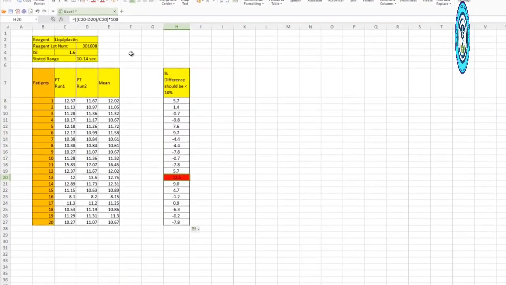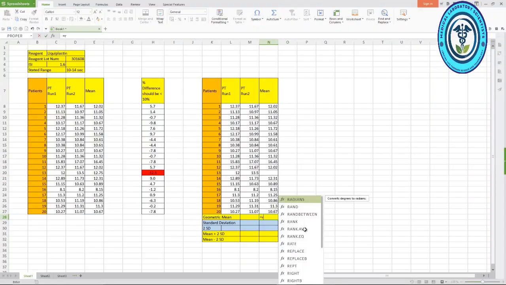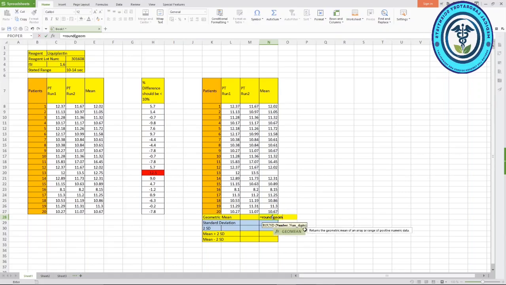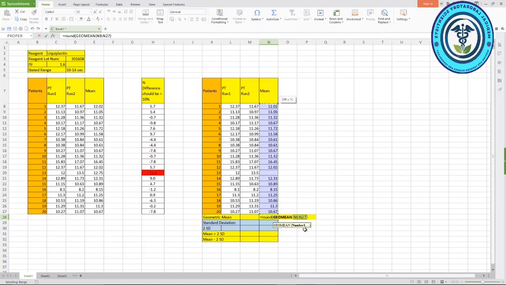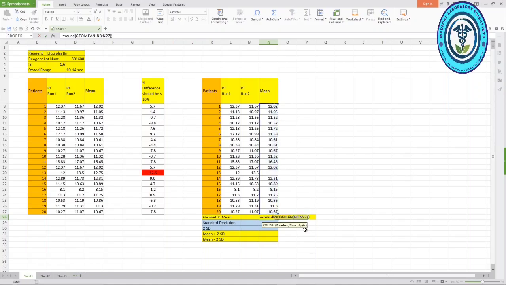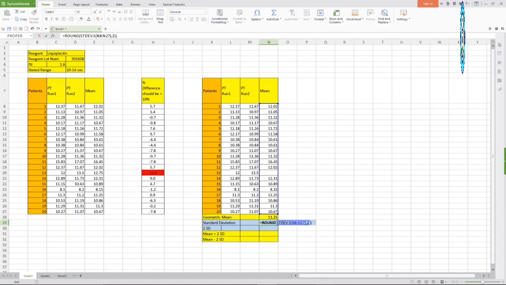In our example, one set of values shows 12.5% difference. Exclude this one. Then, the geometric mean of all the 19 accepted mean values can be calculated by inserting a simple formula on your Excel sheet. In our example, it comes out to be 11.25 seconds. Now, calculate the standard deviation on the 19 sets of means by inserting a simple formula in Excel. Standard deviation in our example is 1.51.